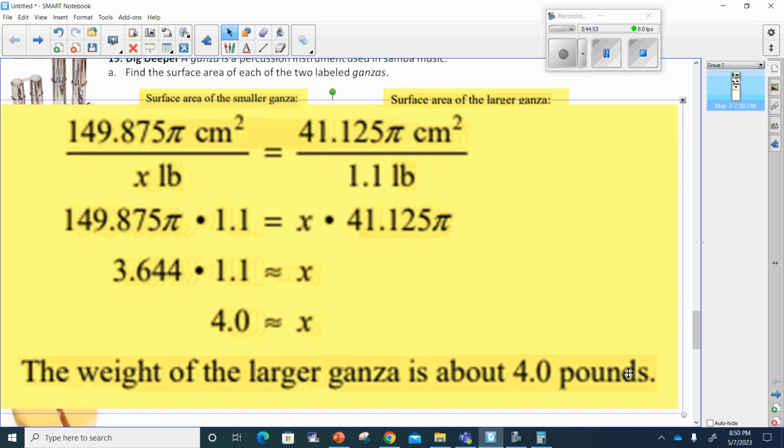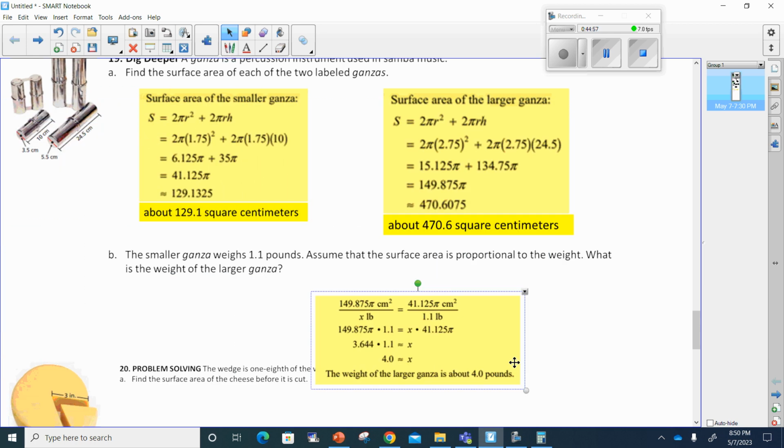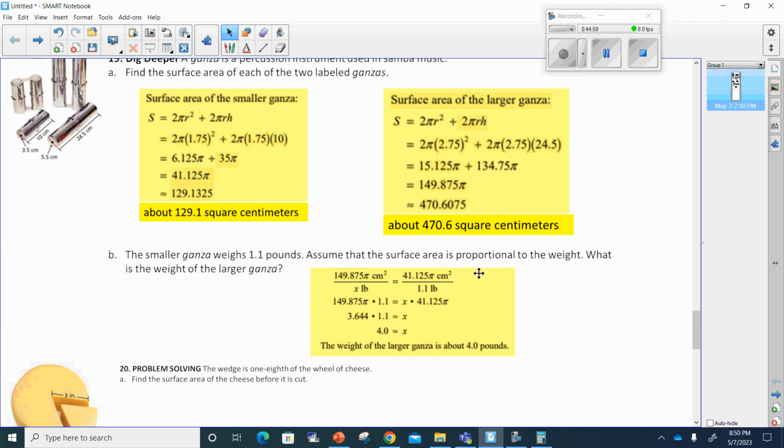I'm going to do this once again. I'm going to take the work and get it in here quick so we don't have to spend a lot of time watching me write it. We're going to take the weight. Remember, it says the smaller gallons is 1.1. So that's 1.1 here. And we know that the area was 41.125 times pi.